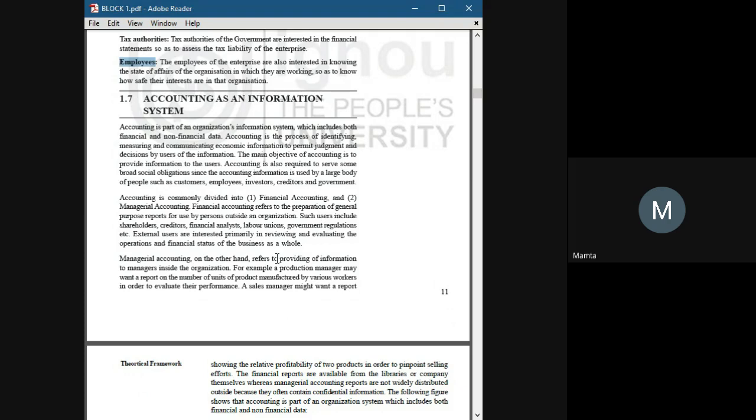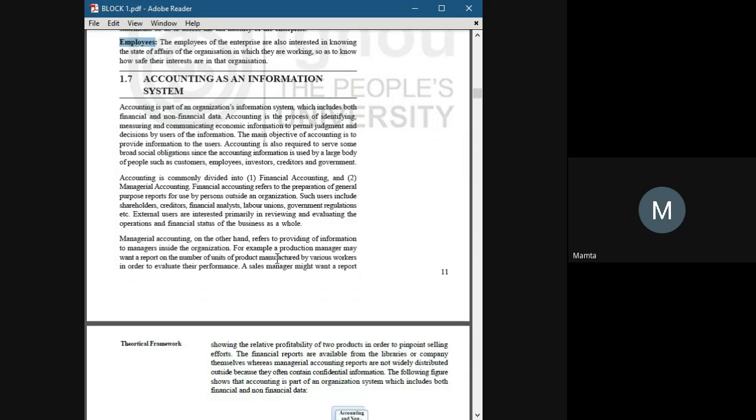Accounting is the language of business. This is how a business talks. The main objective of accounting is to provide information to its users. Now, accounting is also divided into financial accounting and managerial accounting, whereas financial accounting refers to the preparation of general purpose reports for use by persons outside an organization.